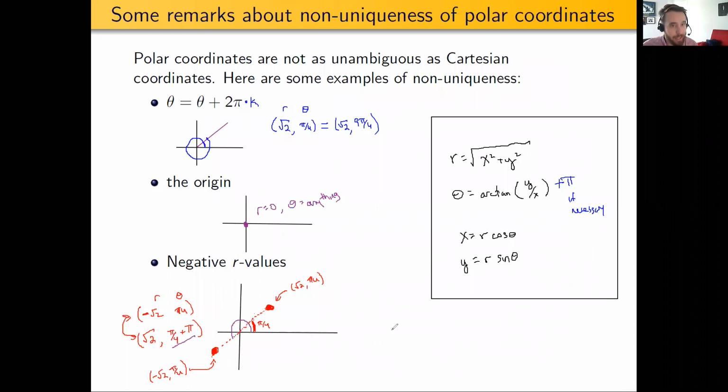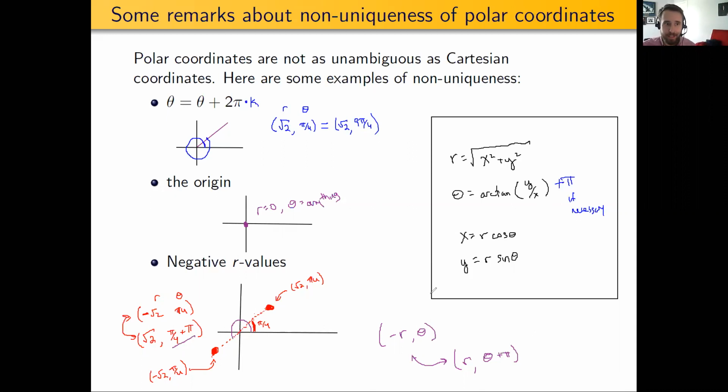And in general, if I have a negative r value, so if I have an expression that looks like negative r comma theta, that is equivalent to the expression r comma theta plus pi. Right, so the takeaway message here is that there are several different ways that we can describe a single point in polar coordinates, and we did not have that ambiguity in Cartesian coordinates.